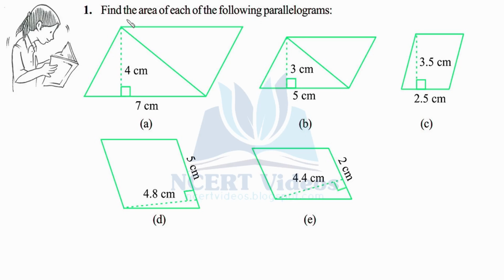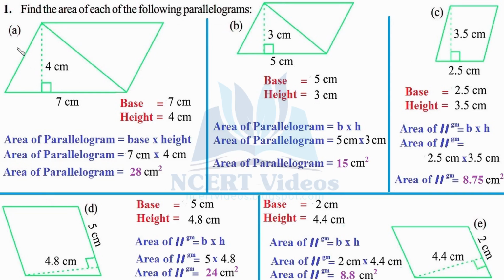Question number first. Find the area of each of the following parallelograms. So these are parallelograms and we have to find their areas. A part. So we have a parallelogram where height is 4 cm and your base is 7 cm.